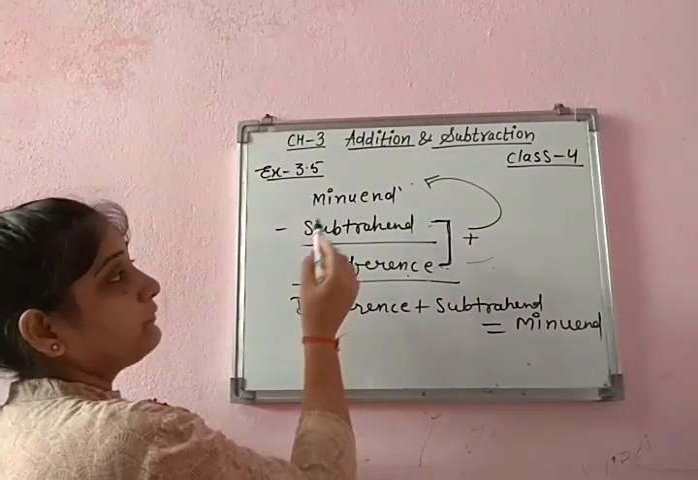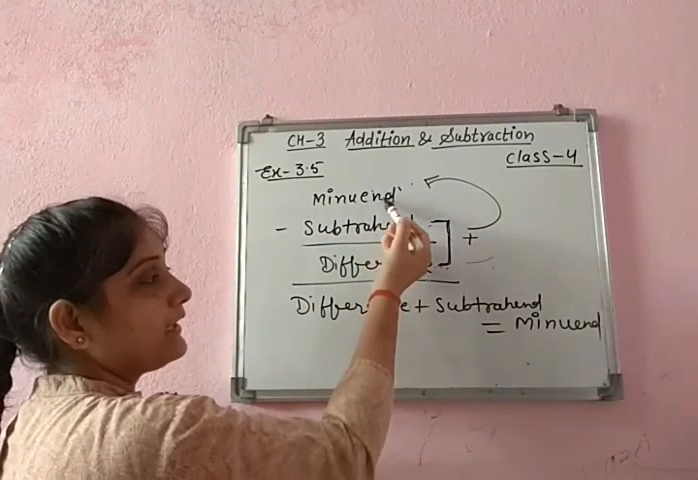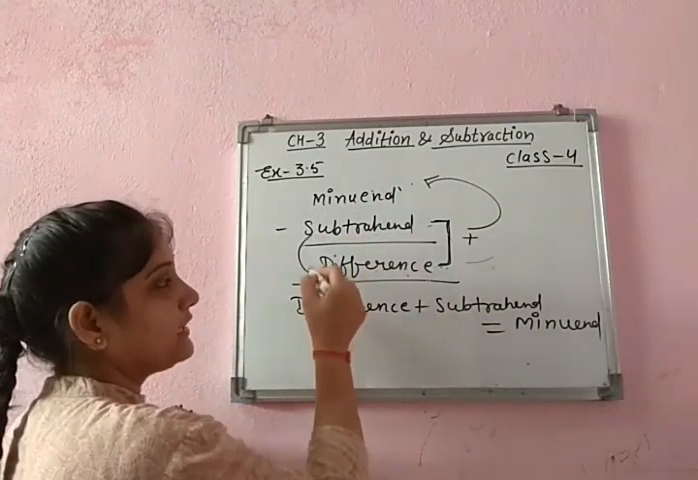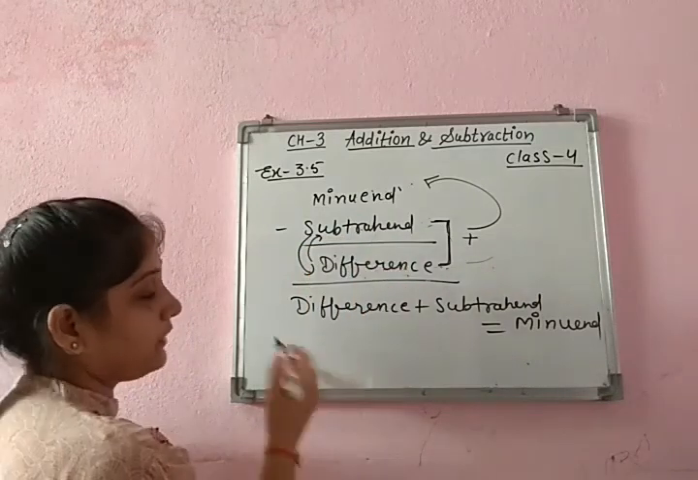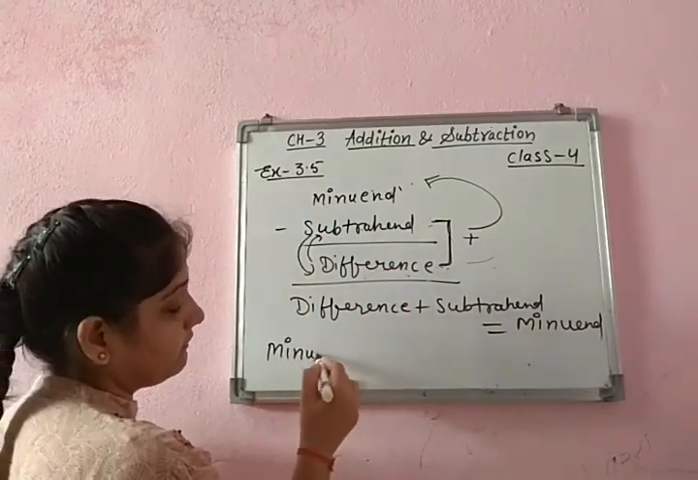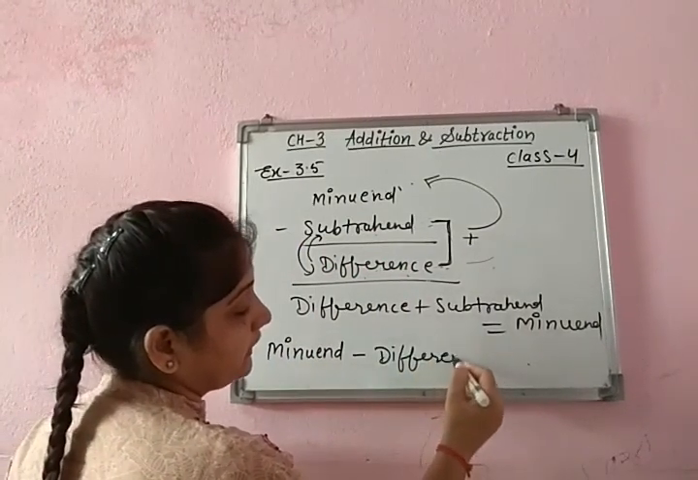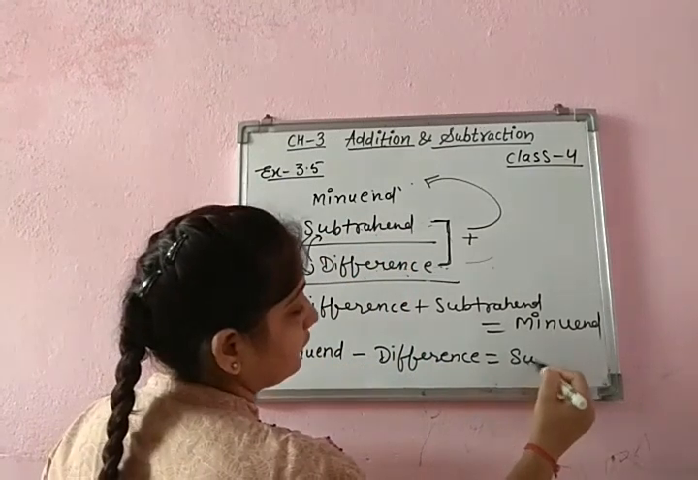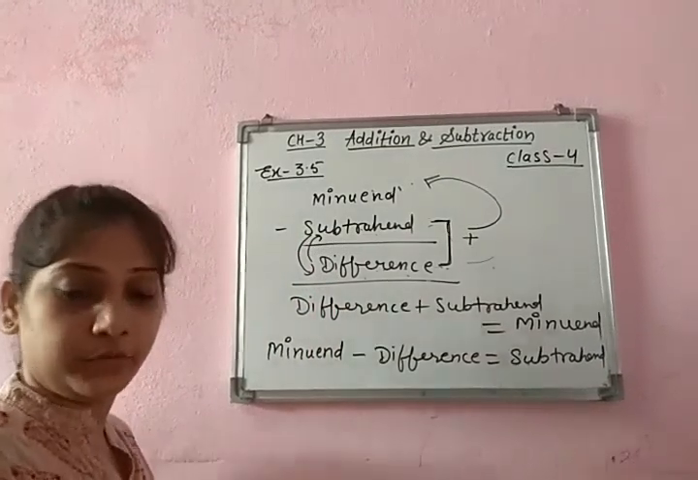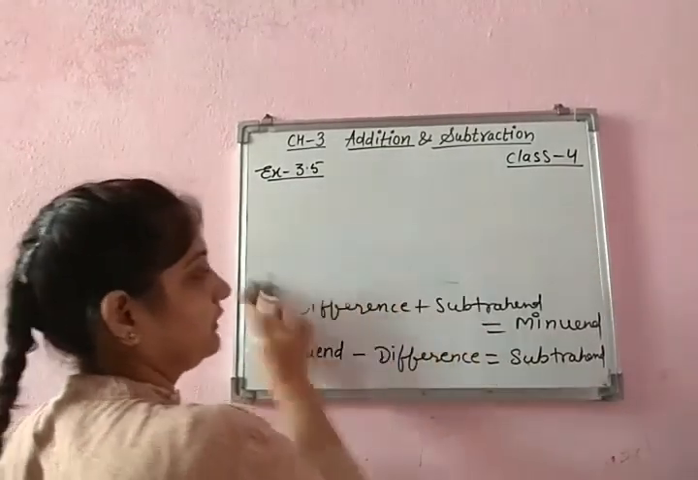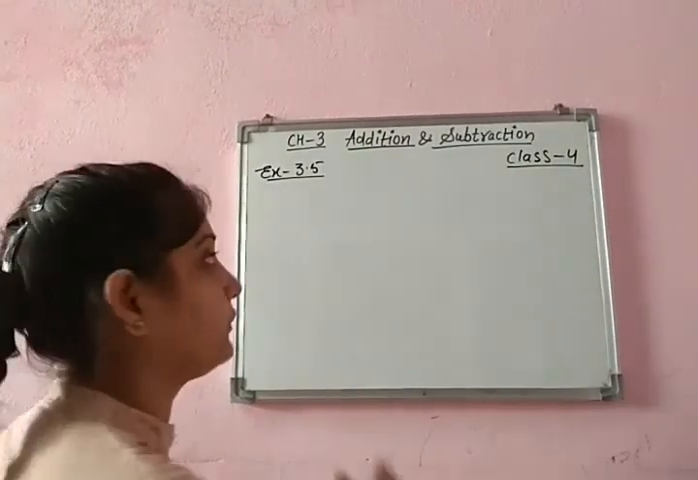And similarly, like I have subtracted subtrahend from minuend, if I subtract difference from minuend, it means I can change the position of these two. Difference is written here, so it will give us the subtrahend. So the other result is minuend minus difference, it gives us subtrahend. I am telling you with one example so that it is clear to you. And you need to remember this. You will get these formulas in your worksheet also.